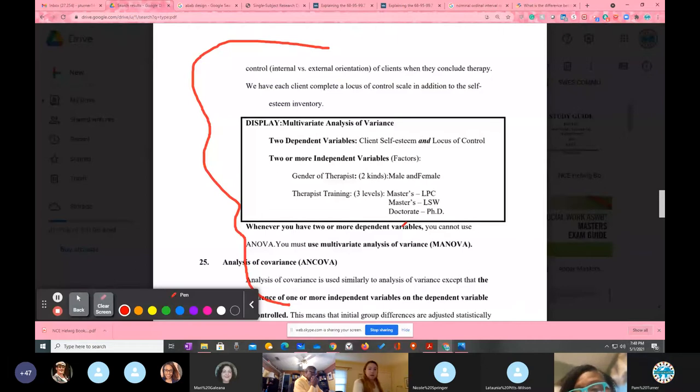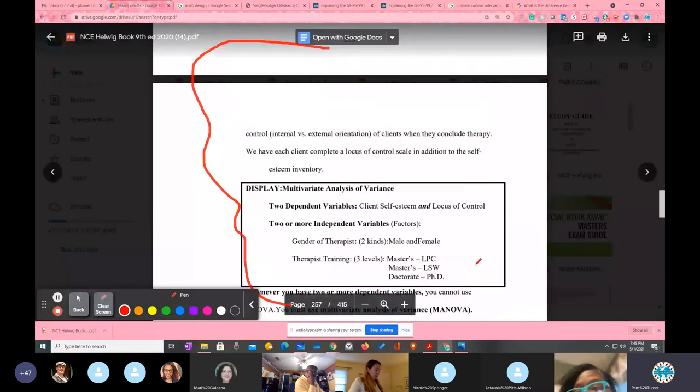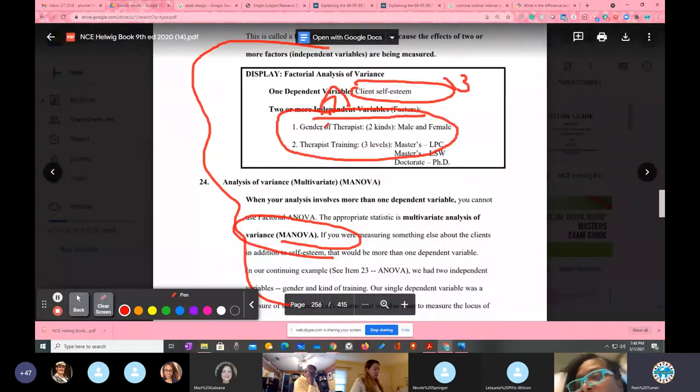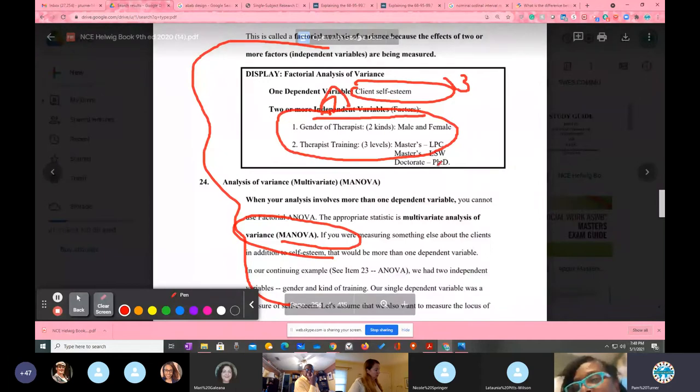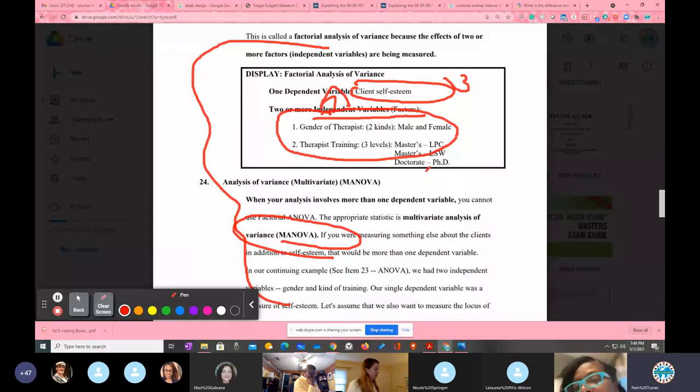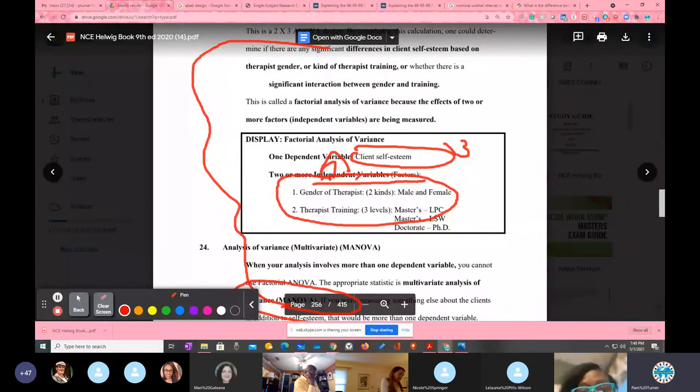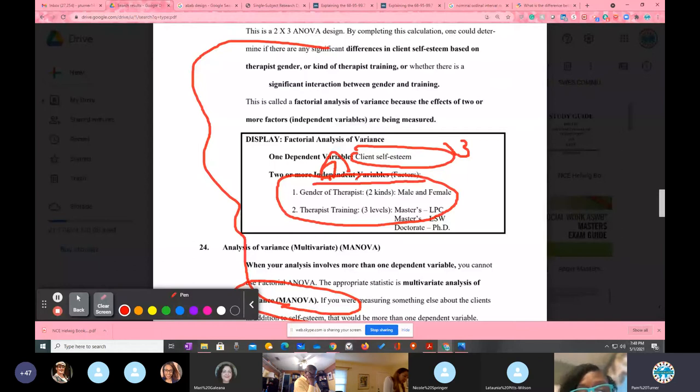Okay. So ANOVA, MANOVA, and the T-test. Those are the biggies. Those are the ones that you're going to see on the test. And you might see two-way ANOVA. That's not going to be the right answer. But this, and most of them, we're not looking to see if you know a two-way ANOVA. You're looking for a factorial analysis. You're looking for ANOVA and MANOVA.